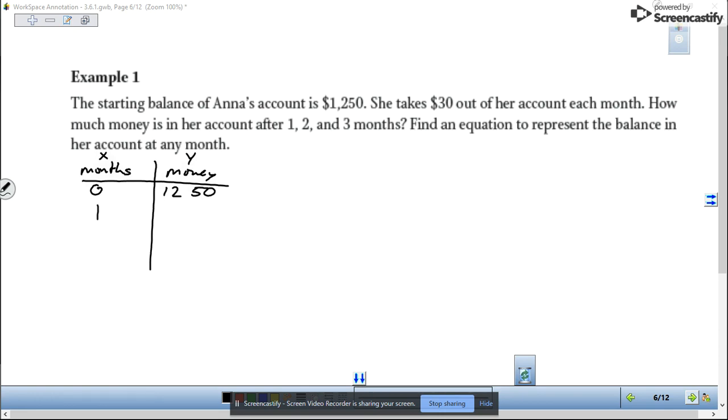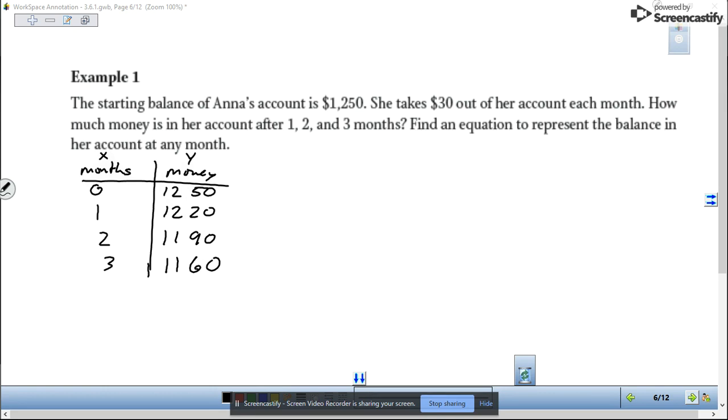After the first month, she loses 30, right? Because she takes it out. So we go to 1,220, and 2 we go to 1,190, and then after 3 months, we go to 1,160. Okay? So basically, what you should glean from that is that we're subtracting 30 every time. So that's linear. We're adding or subtracting repeatedly.